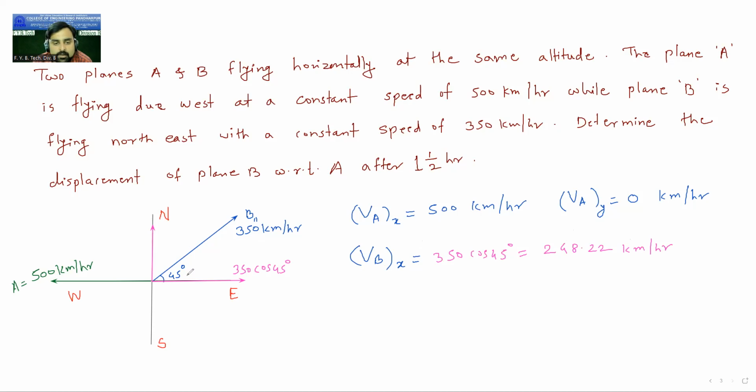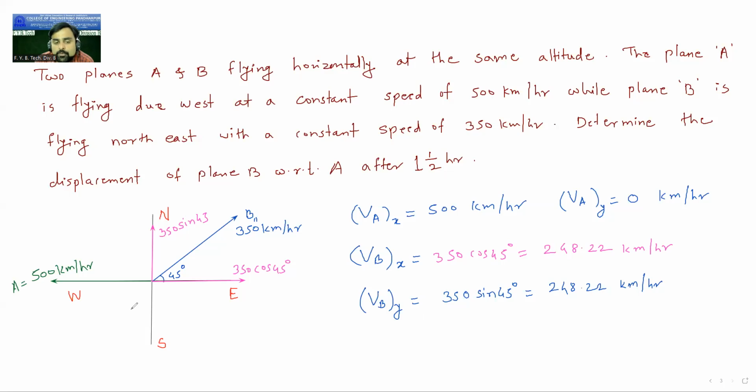Kilometer per hour. Okay, and this is VBY. This will be 350 sin 45. So your VBY is equal to 350 sin 45, which is equal to again the same. Okay, so now we have got the velocities in x and y direction.